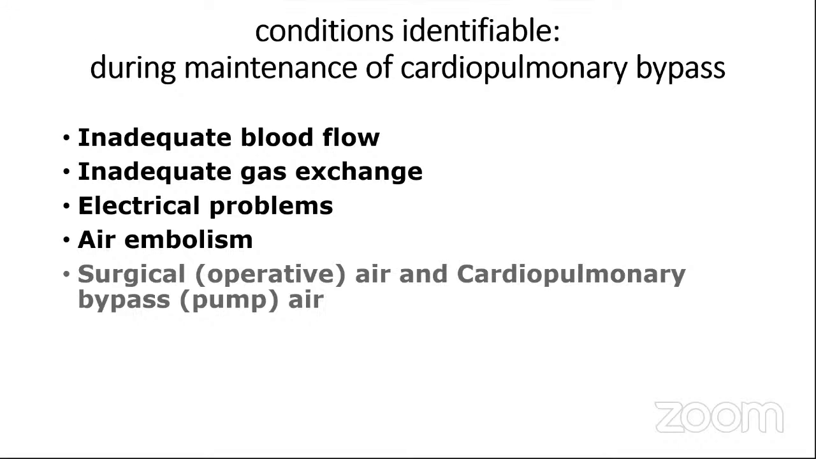We are initiating and going on cardiopulmonary bypass. How can we maintain the cardiopulmonary bypass and what are the issues we have? Either inadequate blood flow or inadequate gas exchange, or sometimes electrical problems, and also air embolism, which may be surgical air embolism, pump air, or anesthesia air, and how we treat the air embolism also.